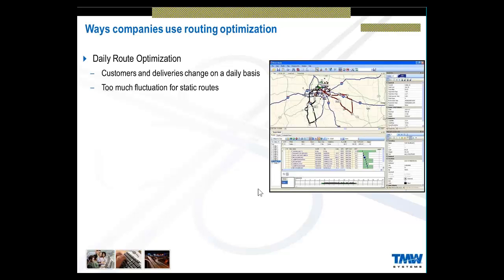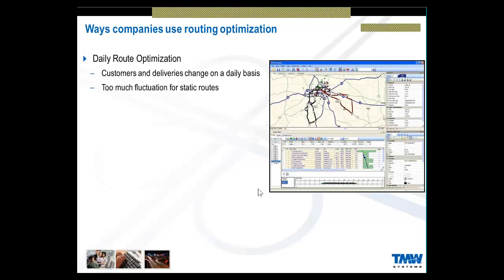So daily routing optimization is primarily for people whose customers or deliveries change a lot on a daily basis. You might be going to a static customer base, but you never know who's going to order from day to day or how much they're going to order. If you think about what they're doing today, they're taking tickets that they're printing out of your system, manually sorting them into piles, and going through a routing exercise. People who use daily routing optimization typically have too much fluctuation for static routes.